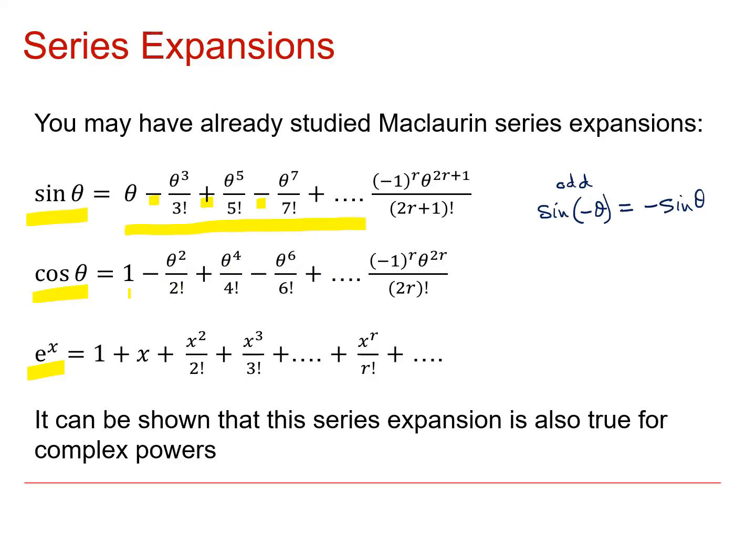If we look at cos, starting at 1, cos has even powers of theta, again with alternating signs. And we know that cos is an even function. Cos of minus theta is equal to cos theta.